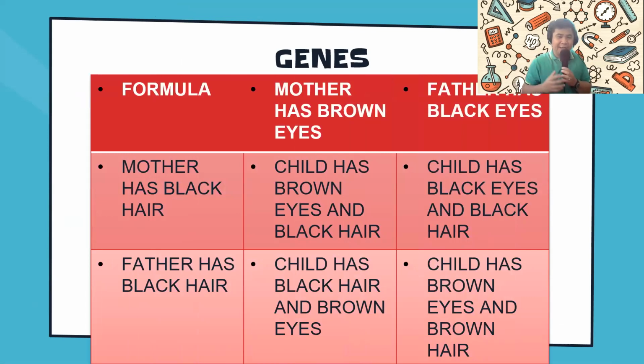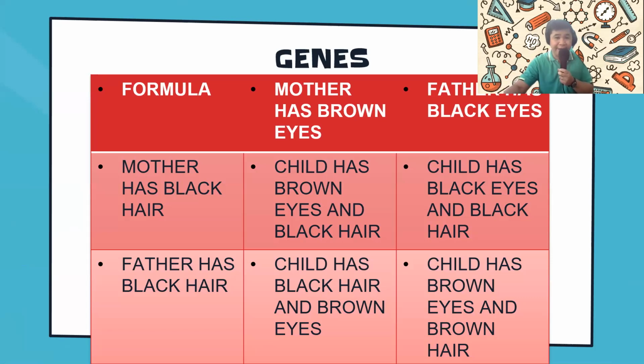Now, we have a simple formula of genetics. Let's take, for example, the mother has brown eyes. The father has black eyes. The mother has black hair, and the father should have brown hair, not black hair, because the mother already has black hair. Now, there are four possible things that will happen when they have a child. First is the child can have brown eyes and brown hair.